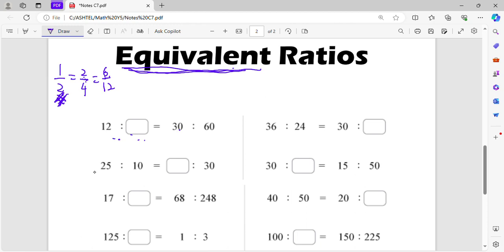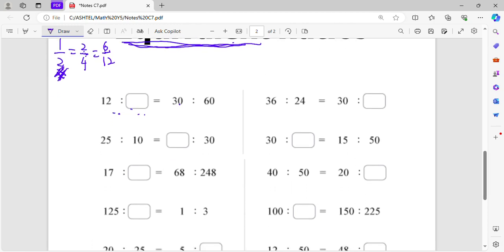Let's look at the first example here. We have 12 to something that we need to find, and they give you the equivalent ratio, which is 30 to 60. Okay, so how do you find out this answer here? You check 30 to 60. The simplest ratio of 30 to 60 could be 1 to 2, right? So this simplest ratio could also be 1 to 2.